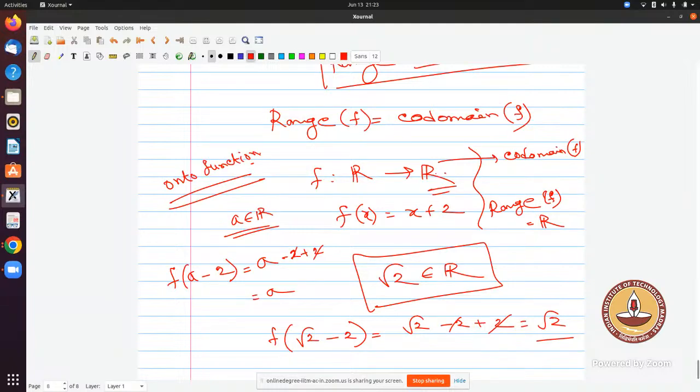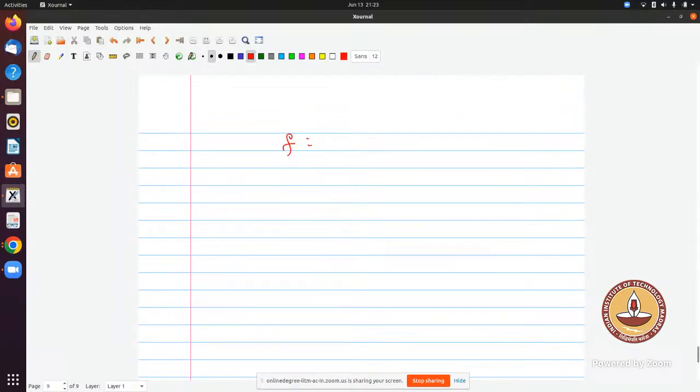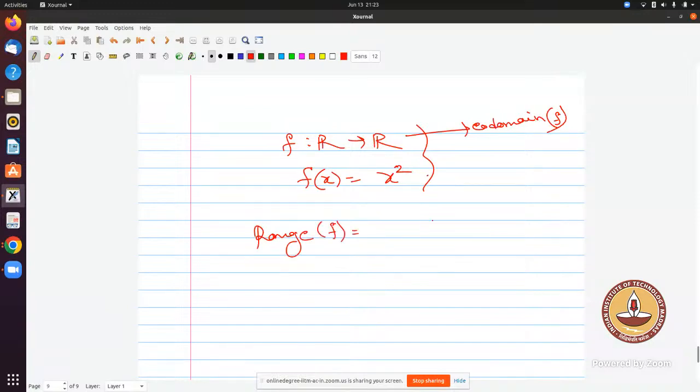If we see the earlier example, f(x) equal to x square. This function, the codomain, this one is the codomain. Not onto. What is the range of this function? Natural numbers? No, why natural numbers? The square of any real number, which is positive. That is your range.